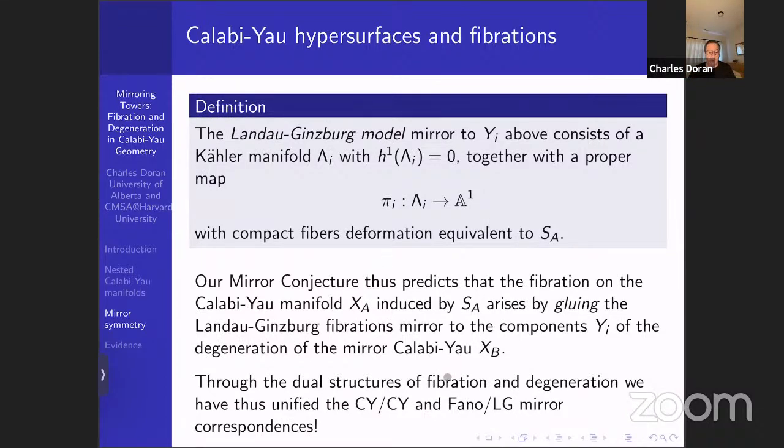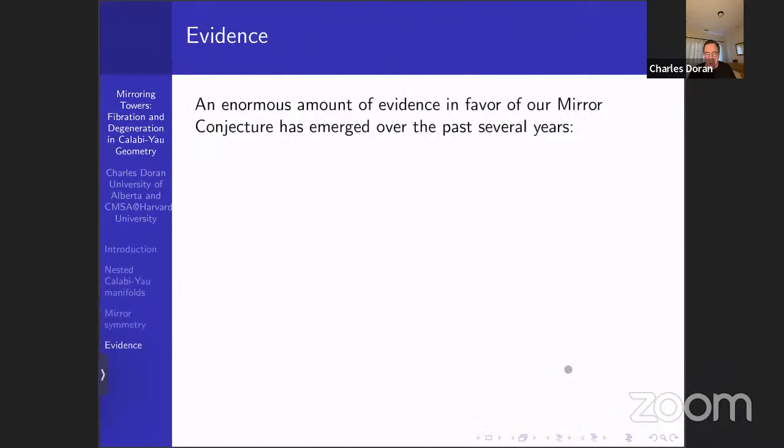So through the dual structures of fibration and degeneration, we've unified the Calabi-Yau mirror symmetry story and the Fano LG mirror correspondence. Great. All right, so there's been an enormous amount of evidence in favor of the mirror conjecture over the past several years.